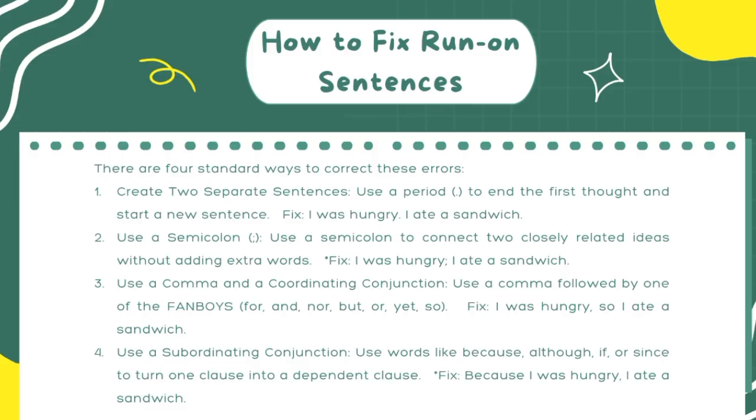Third: use a comma and a coordinating conjunction. Use a comma followed by one of the FANBOYS: for, and, nor, but, or, yet, so. Example: "I was hungry, so I ate a sandwich." Last is to use a subordinating conjunction. Use words like because, although, if, or since to turn one clause into a dependent clause. "Because I was hungry, I ate a sandwich."